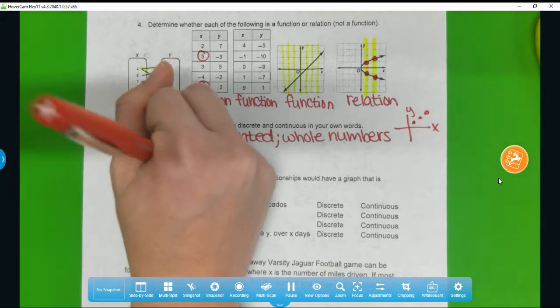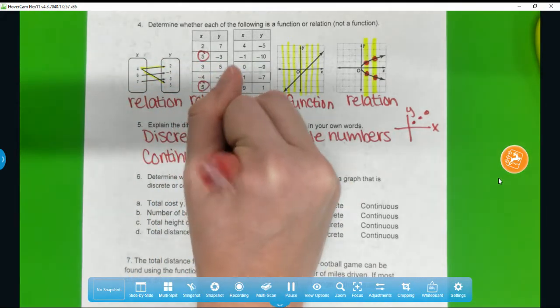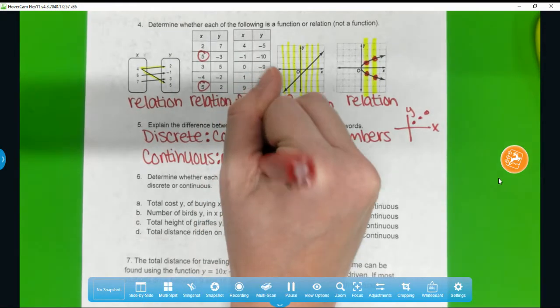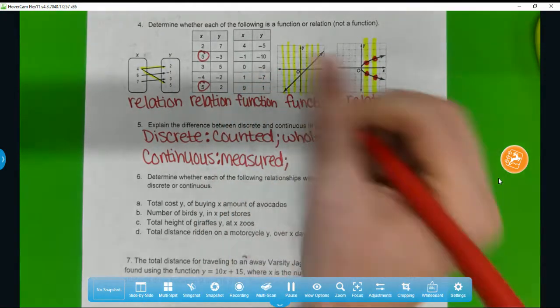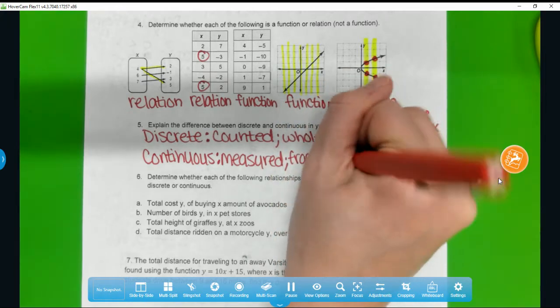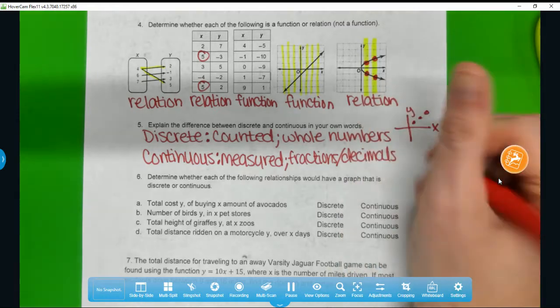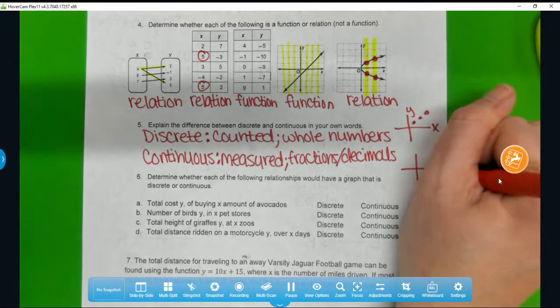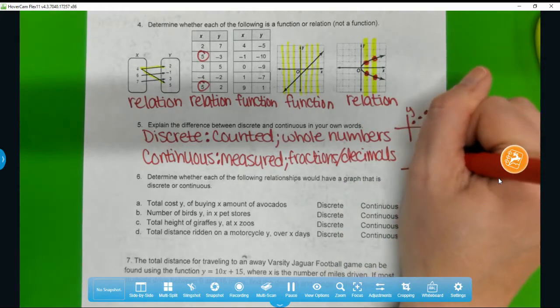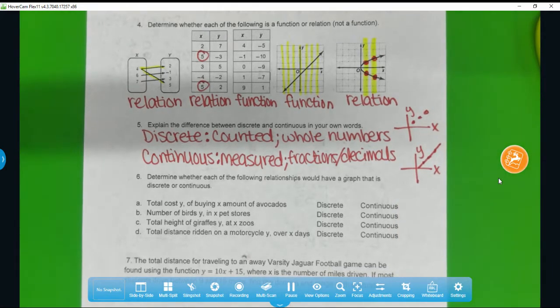Continuous is something that can be measured. So it can have fractions or decimals. And remember, on a continuous graph, your points are going to be connected.